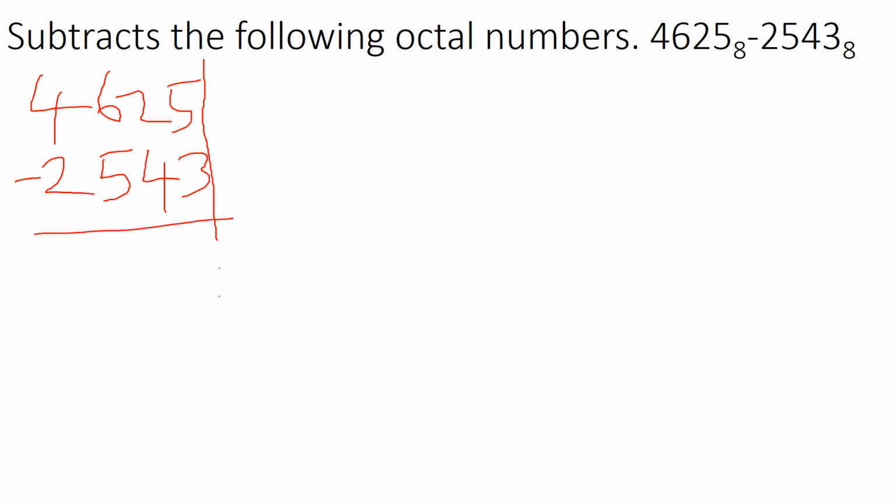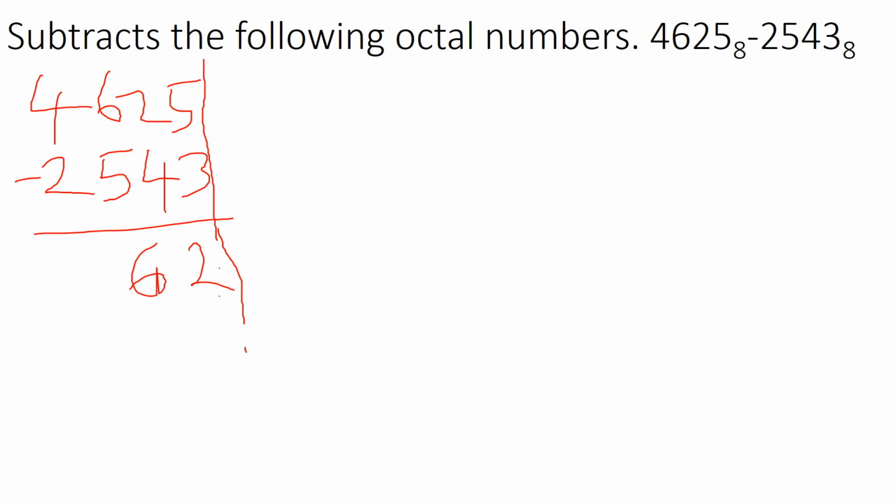So first, we subtract 5 minus 3, which gives us a 2, and then we have 2 minus 4. This one is impossible, so we borrow 1 from 6. If we borrow 1 from 6 here, we know that the tens become 8. So we have 8 plus 2, which now becomes 10. 10 minus 4, we get 6.